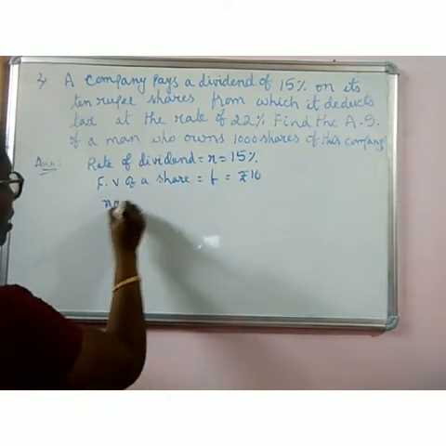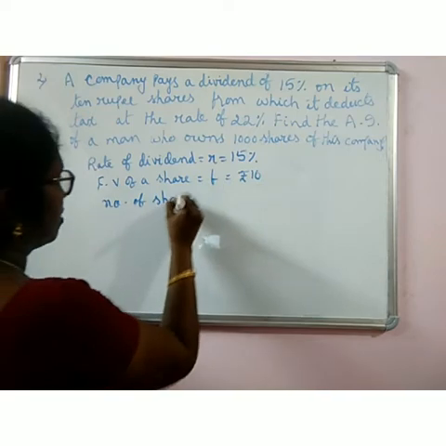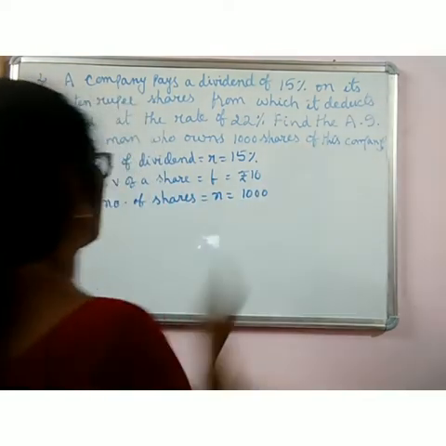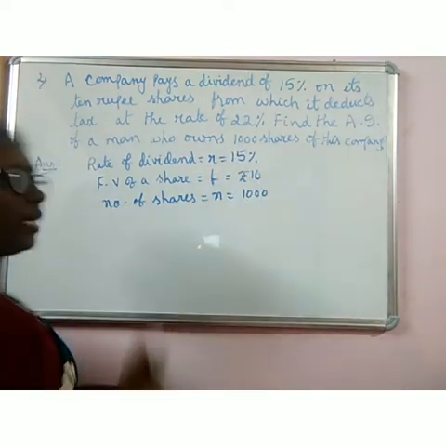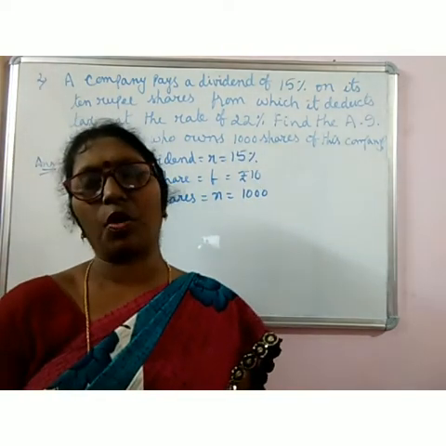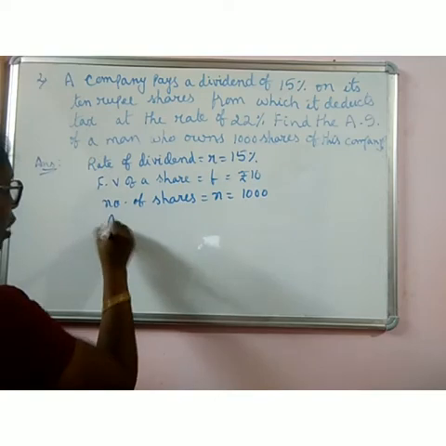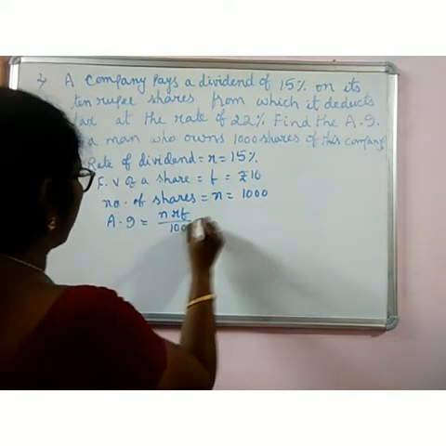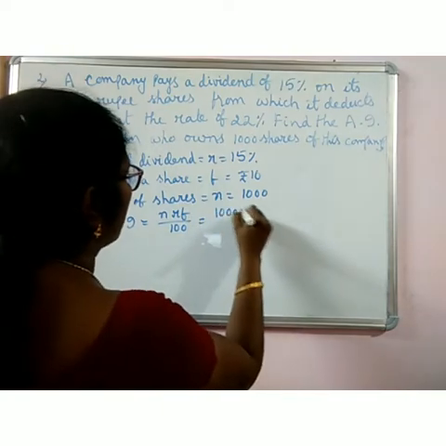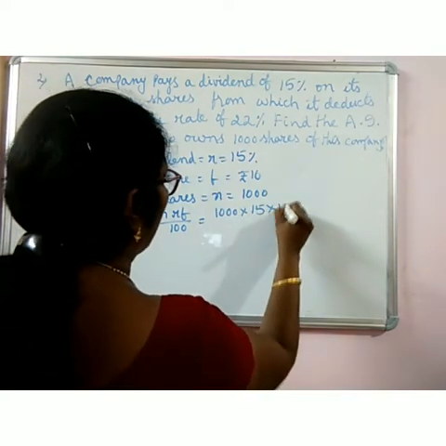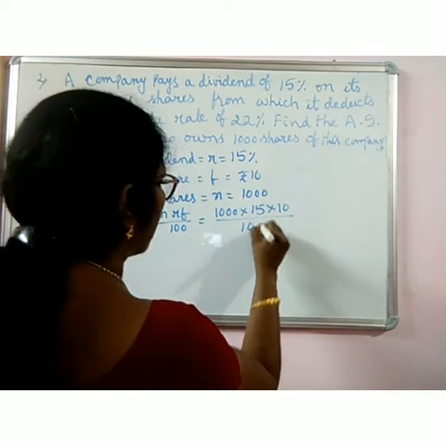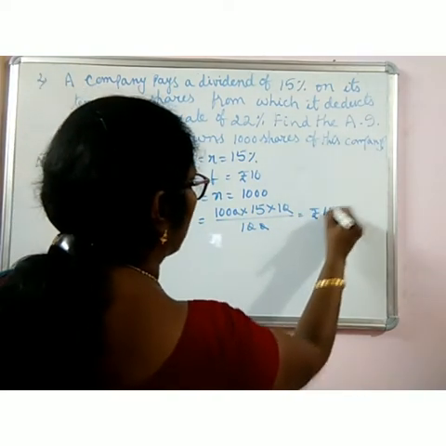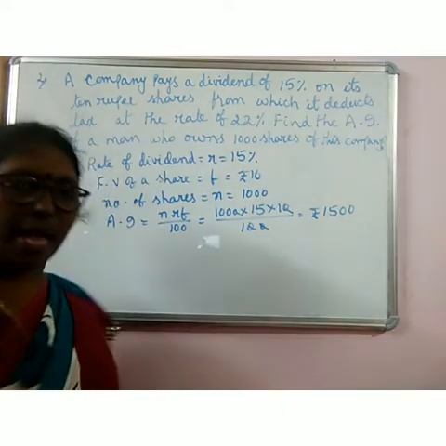So here number of shares N is 1000. N is given to you, R is given to you, F is given to you. You can find the annual income. So annual income is NRF by 100. N is 1000, R is 15, F is 10 by 100. 0, 0, 0, 0. 1500 is the annual income of the man.